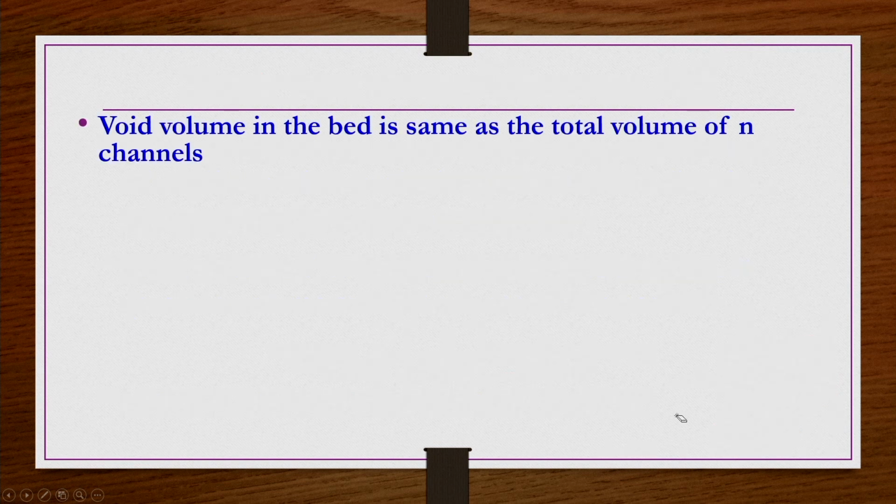Now, the void volume in the bed is the same as the total volume of n channels. There are n number of channels, and the volume of each channel multiplied by the total number n should be equal to the existing void volume within the bed, because the two are equivalent now. Similarly, as I mentioned, S naught is the cross section area of the bed, and L is the height of the bed, the height of the packing that we have done.